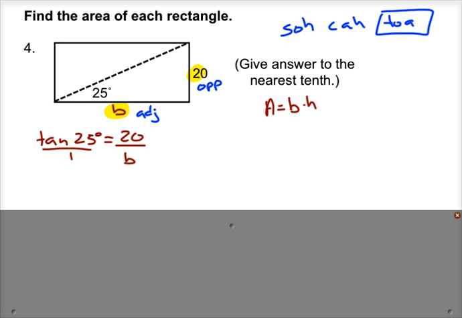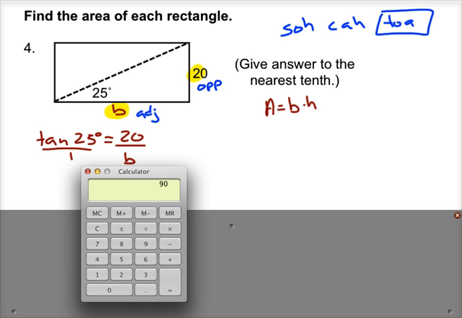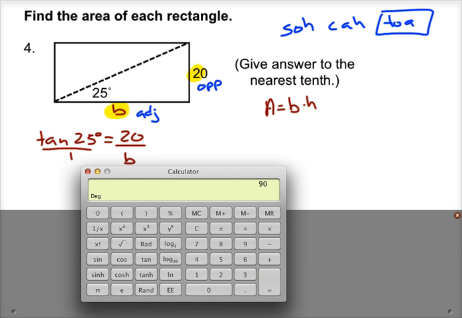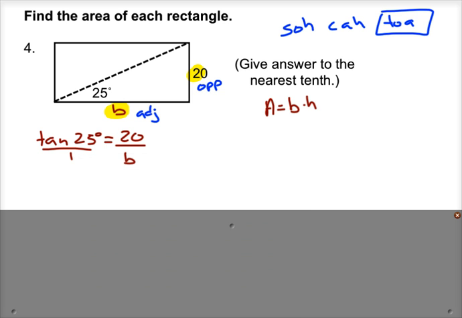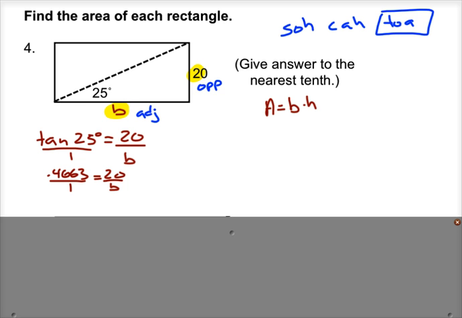I know I'm going to end up cross multiplying this, but I need to know what the tangent of 25 degrees is. So let's go to my calculator and figure out what's the tangent of 25, which is 0.4663. And if I cross multiply that, I'm going to get 0.4663b equals 20. Divide each side by 0.4663.